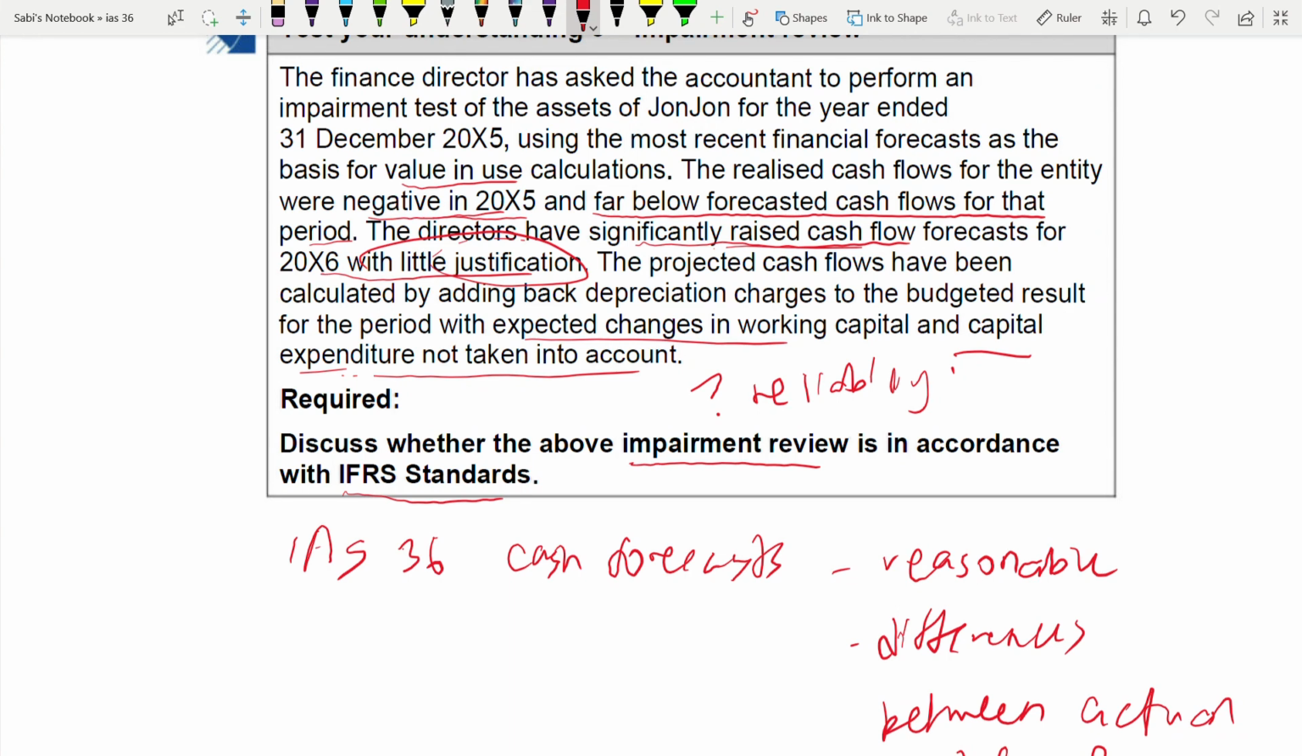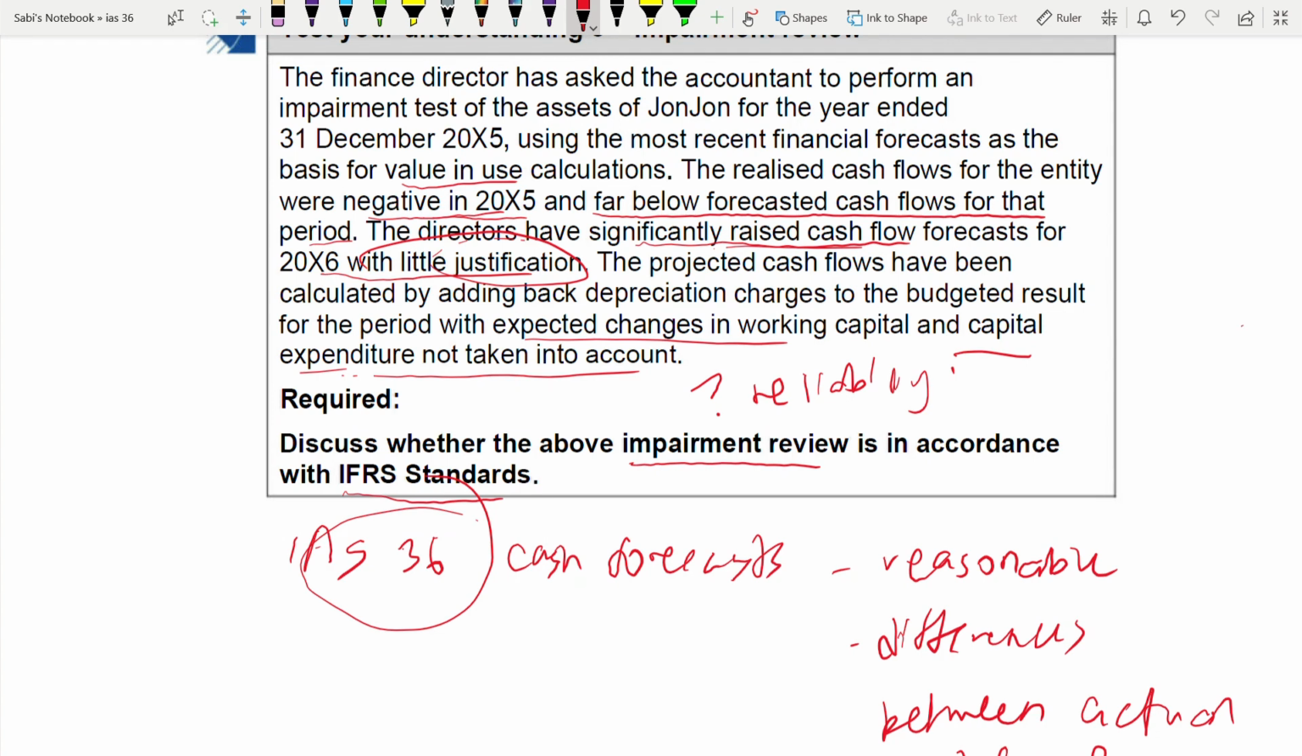So it's highly unlikely that they will not incur an expenditure. They will incur, they need to incur an expenditure, right? But they didn't include those cash flows. So it seems that this is not in accordance with IAS 36. Finally, you need to conclude what's happening, whether it is in line with IAS 36 or not.